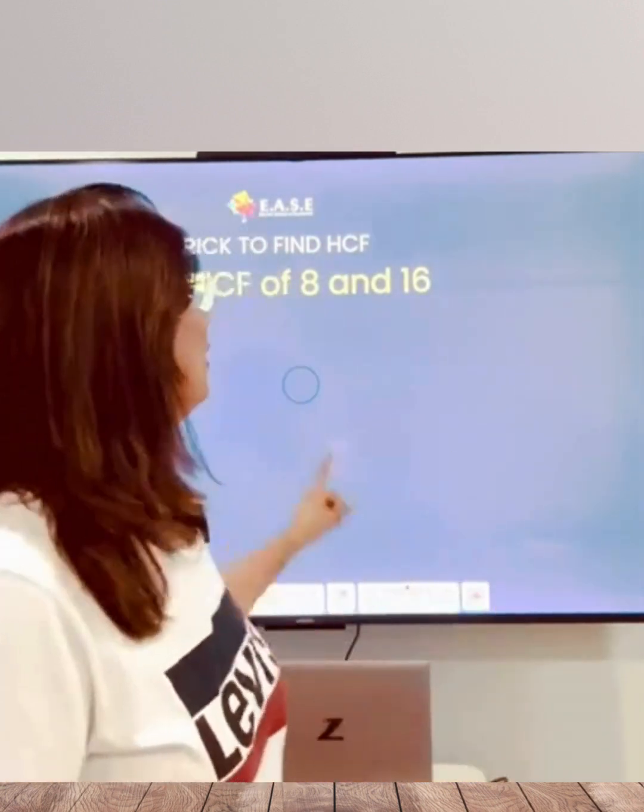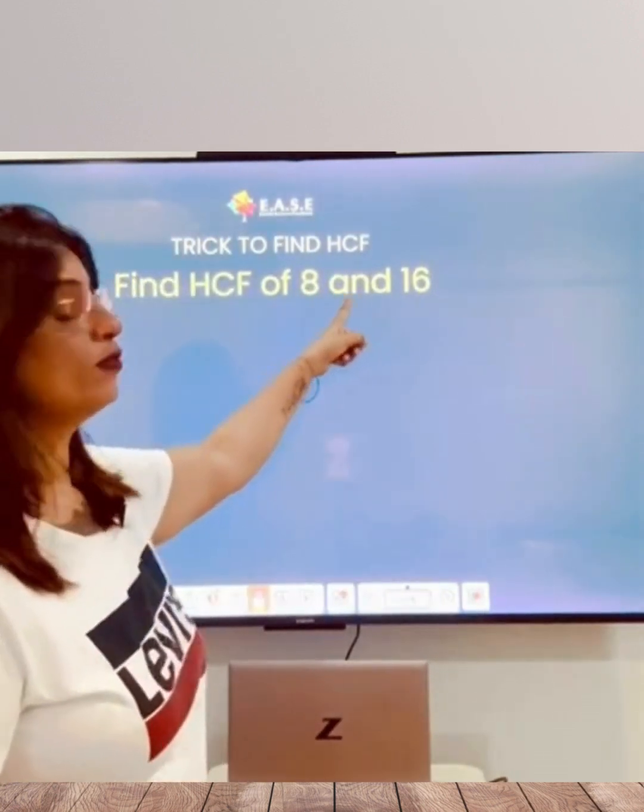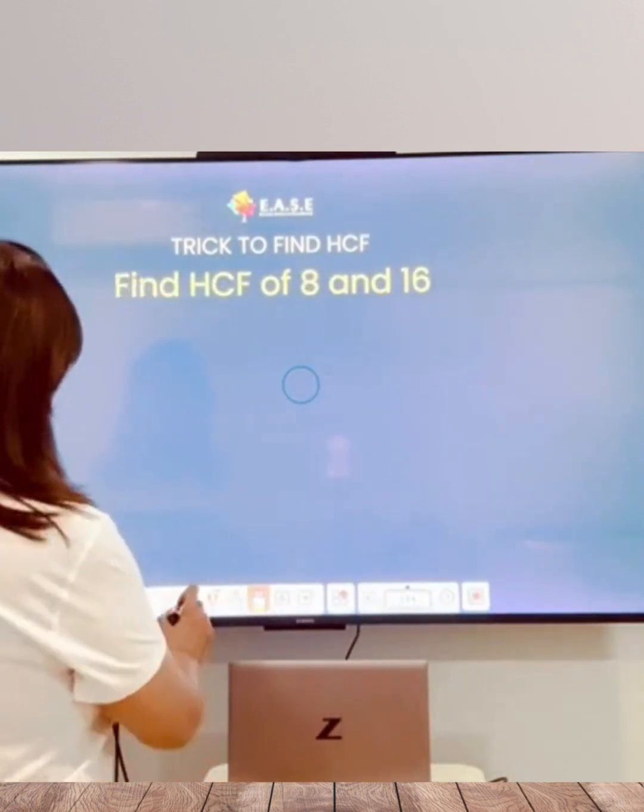Today we are going to learn the mental math trick of finding out the HCF of two numbers. Let's start. We have to find out the HCF of 8 and 16. How do we do that?